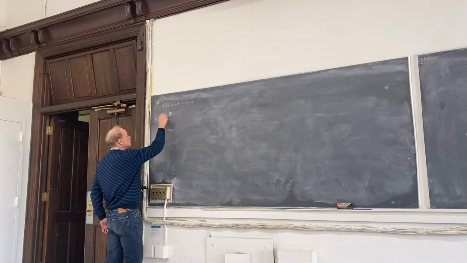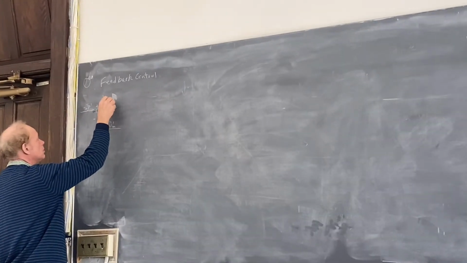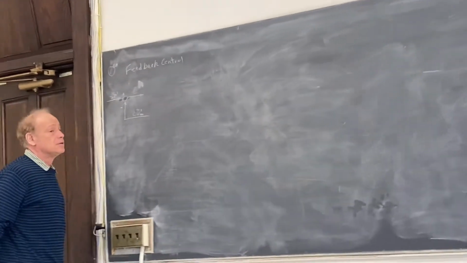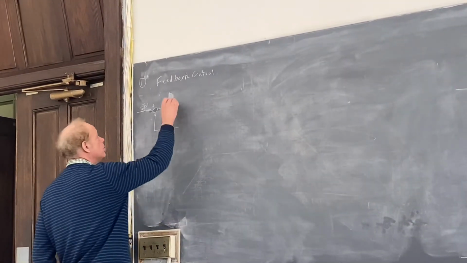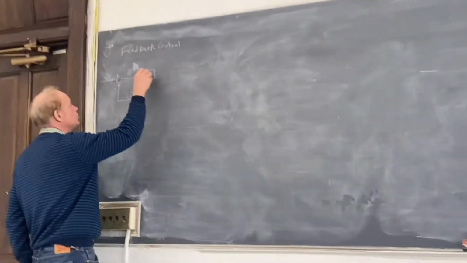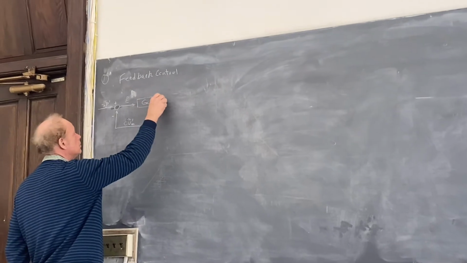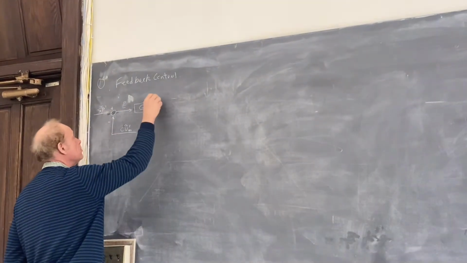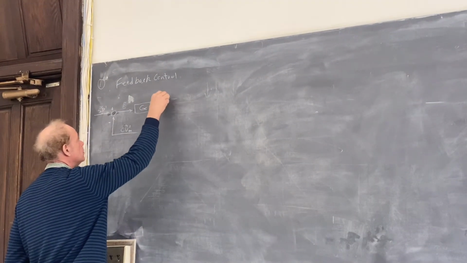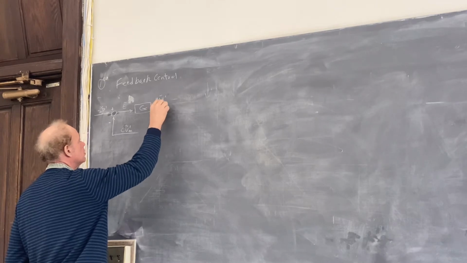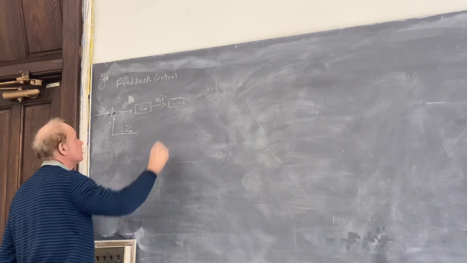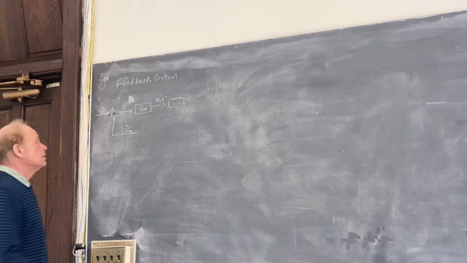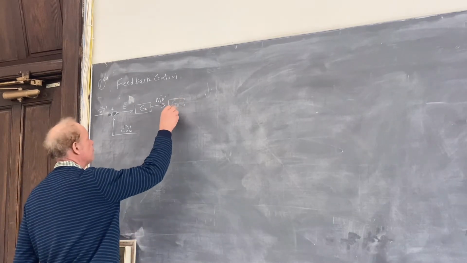Difference there was the error. And then the error went into a controller which outputted a manipulated variable. And that went into a final element, or a valve, typically.